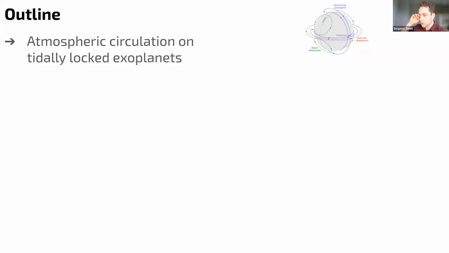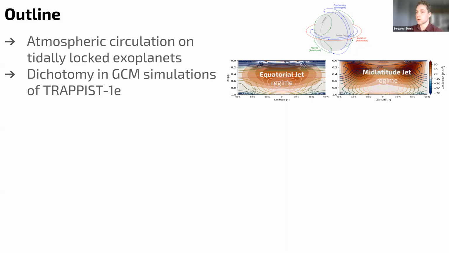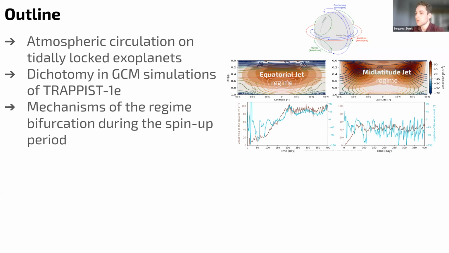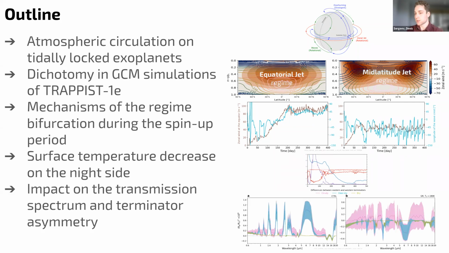To answer these questions, I will go through the following sections in my talk. First, I'm going to briefly talk about some fundamentals of atmospheric circulation on tidally locked exoplanets. I will then talk about the dichotomy emerging in our GCM simulations of an Earth-like atmosphere of TRAPPIST-1e. I will particularly focus on the emergence of these different regimes during the spin-up of the model, and also talk about the decrease of surface temperature on the night side, which produces a very large day-night contrast in the simulations, and then talk about transmission spectra and terminator asymmetry in these simulations.